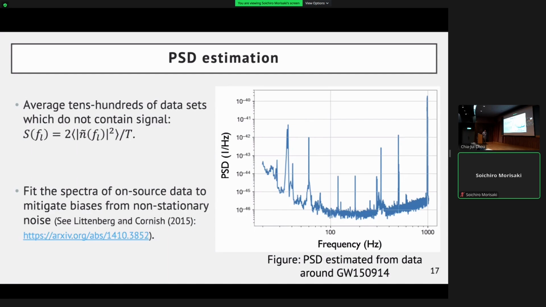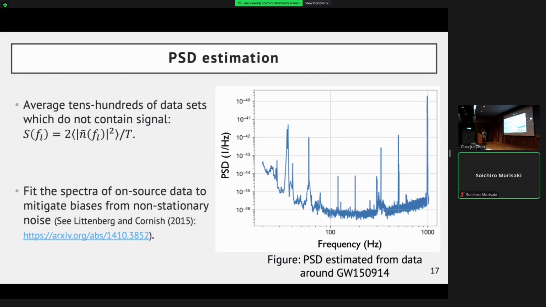Because PSD is basically a noise variance multiplied by some factor, one of the simplest ways to estimate this is to collect tens or hundreds of data sets around the event, and calculate the average of their variances. The right figure shows a PSD estimated in that way around GW150914. While this is a very simple and quick way to estimate the PSD, there is one concern: this PSD requires data over a very long time, and during that long time, noise variance can evolve. So there is some concern about the noise stationarity. This is basically a noise stationarity issue.